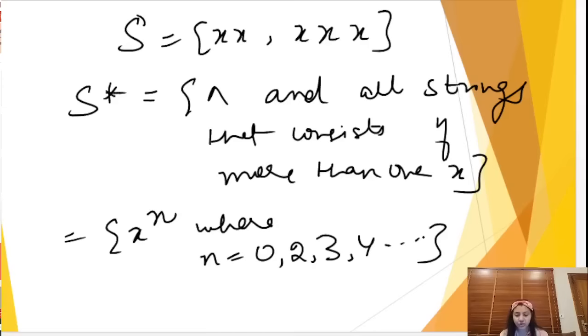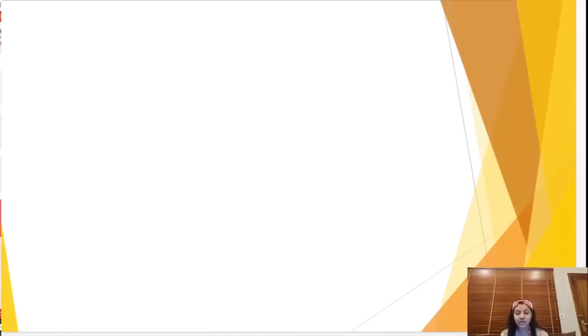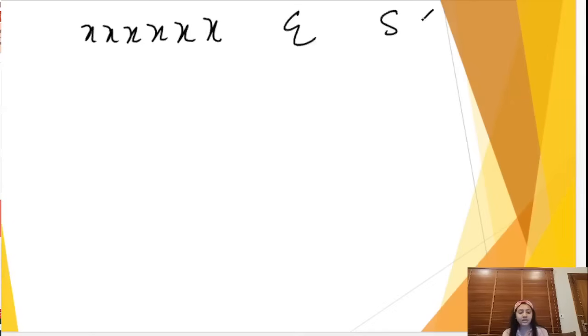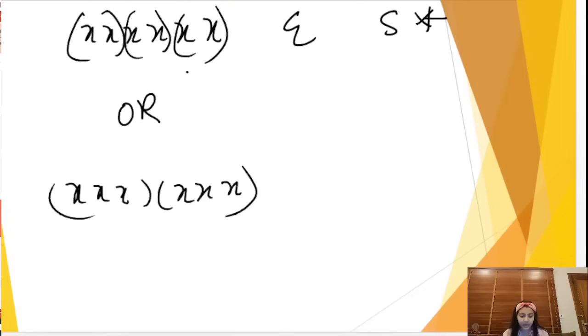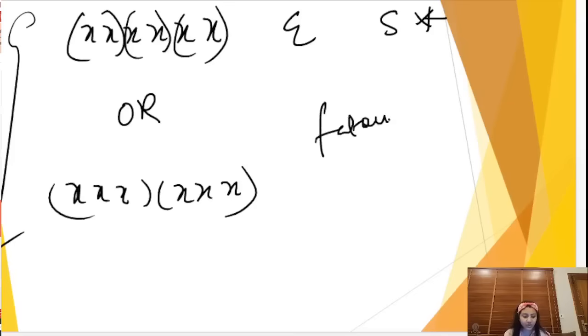Now if I have to check whether any particular string belongs to my S star or not, let's say I have to check this 6 times X, right? Now in order to check whether this belongs to S star or not, we have to make factors of it. So there are two ways I can factorize it. Either I can factorize it like this, or I can factorize it like this. Both XX and XXX are my factors in S. So naturally I can factorize this particular string in this way. So since there are two ways to factorize it like this, we say that the factoring is not unique.